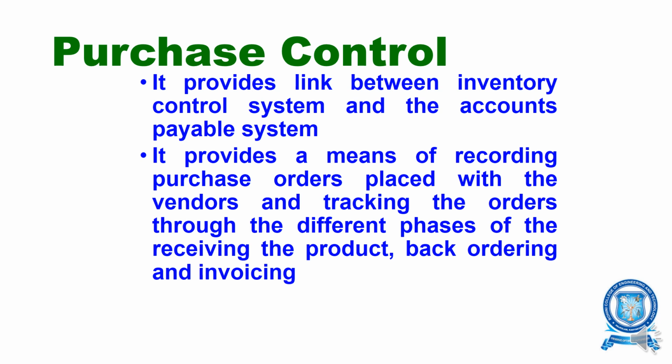There are three different types of control. One is purchase control. It provides a link between inventory cost control and the accounts payable systems. It provides a means of recording purchase orders placed with vendors and tracking the orders through different phases of the product, up to invoicing.